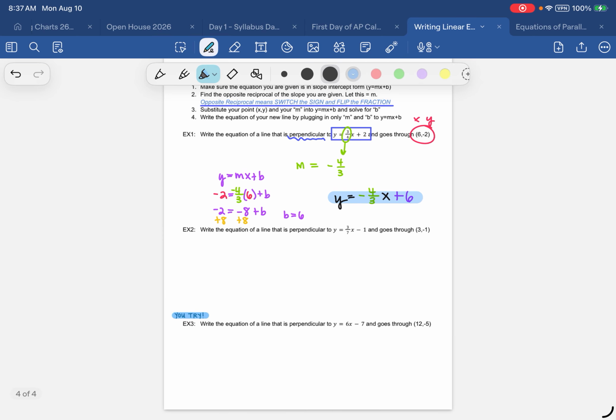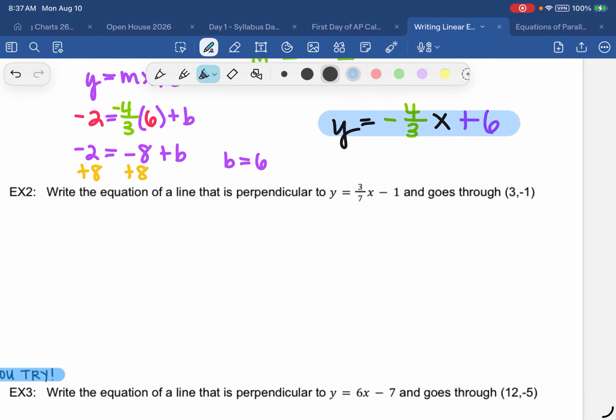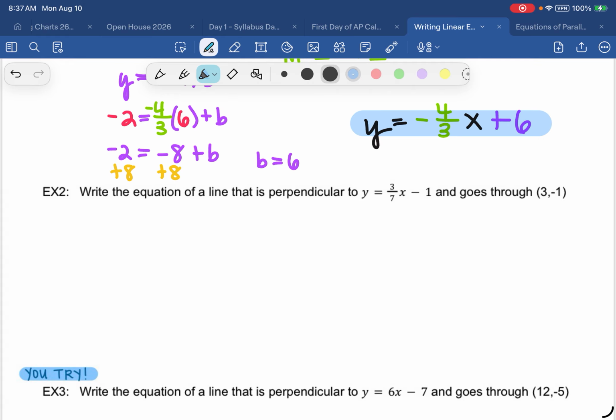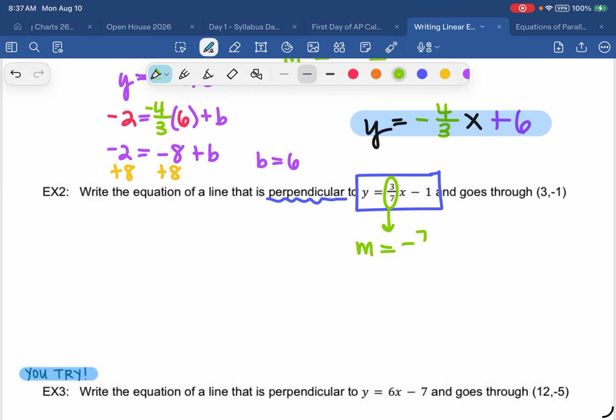Just like the previous page, see if you can try example 2 on your own and get it to match what I'm about to do. And then you'll do example 3 on your own as well, and that one I'm not going to do in the video. You'll need to do it on your own. So for example 2, if you're ready to see the solution, we need an opposite reciprocal slope to the one they give us for this line because we're looking at something perpendicular. So our slope that we're going to use is -7/3. Our x and y are 3 and -1.